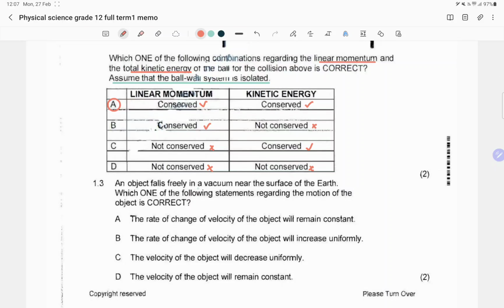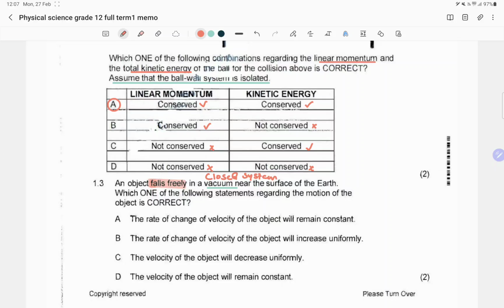An object falls freely in a vacuum. Now, remember, we're talking about a free fall. And then secondly, we're talking about a vacuum. So what does this vacuum business mean? It means we are also creating a closed system, okay? So near the surface of Earth. And of course, you know that in a closed system, when you talk of a free fall, only gravitational force is acting. Now which one of the following statements regarding the motion of the object is correct?